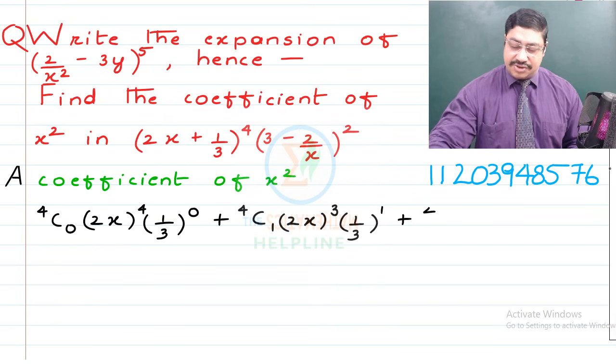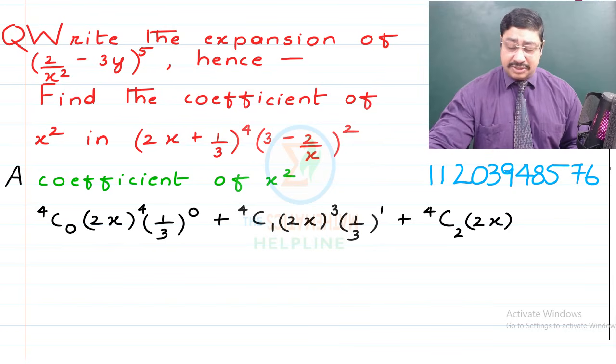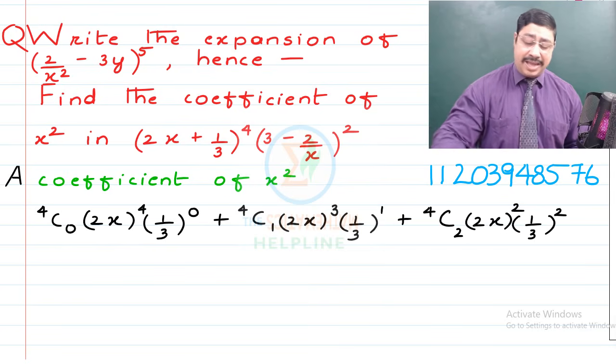So next, children, along with me, try telling this is 4C2 and the first term is 2x, and it's going to be raised to the power, the difference of the numbers in the superfix and the suffix, that becomes 2. And then you have your a, which is 1 upon 3, and it's going to be raised to the power as is the number which is there in the suffix.